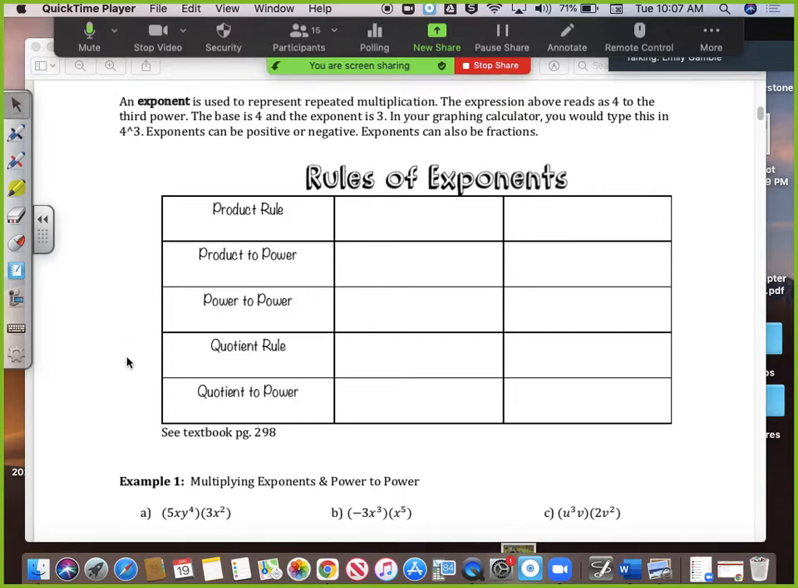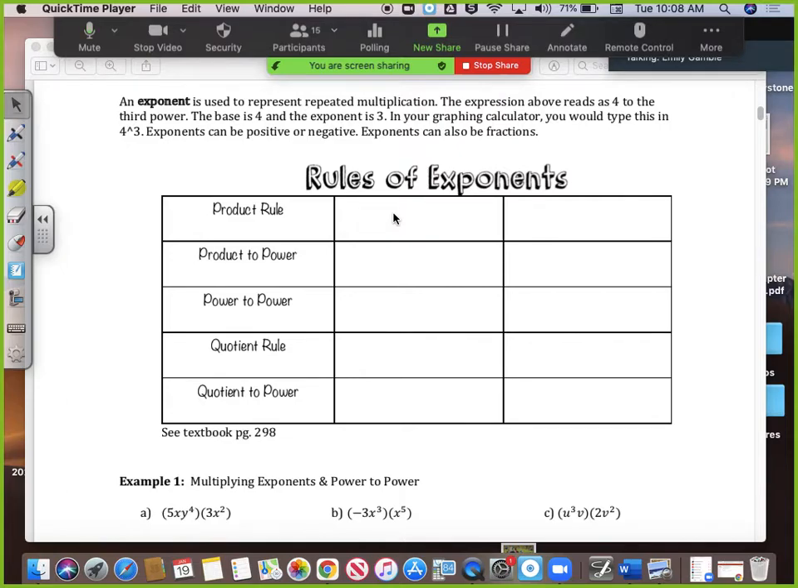Unfortunately, this stuff can't be done in the calculator. I know a lot of the problems in the last section, like with the matrices, could be completed with the graphing calculator. These, you actually will have to know how to use and memorize these rules. The table entries here are all going to be examples with variables, and then these entries are all going to be examples with real numbers. So the first one is the product rule.